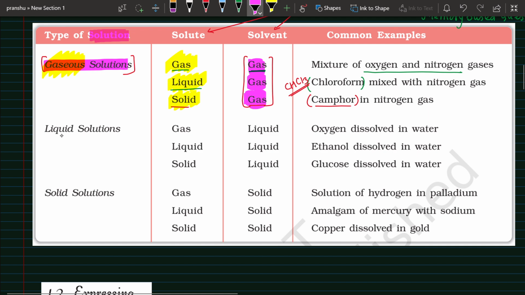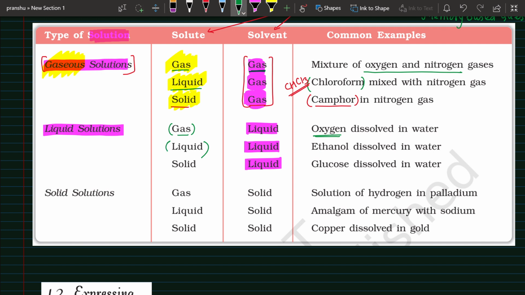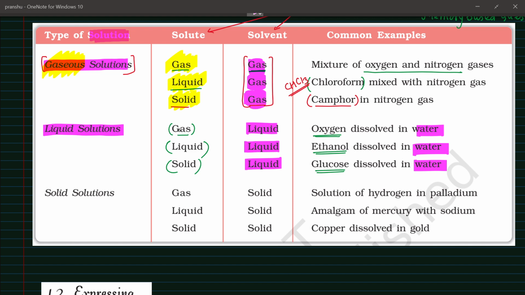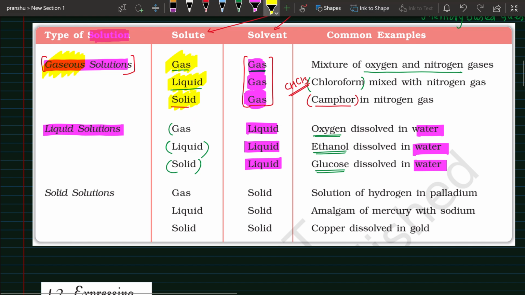Similarly, here we can say that a liquid solution has a liquid solvent. For example, if the component is gas, then oxygen gas. If the component is liquid, then ethanol. If the component is solid, then glucose. And here the universal solvent is water. So the solute may have different phases: the gas is oxygen gas, the liquid is ethanol, and the solid is glucose.